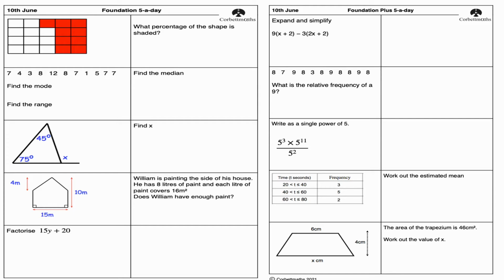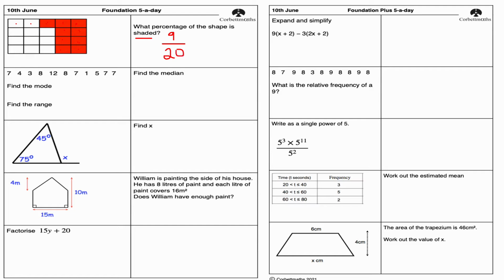As ever guys, please feel free to pause the video, try the questions yourselves, and then press play when you're ready. This is the first question. What percentage of the shape is shaded? Well, there are 1, 2, 3, 4, 5, 6, 7, 8, 9. So there are 9 out of 1, 2, 3, 4, 5, and then going down, I've got 4. So it's going to be 9 out of 20.